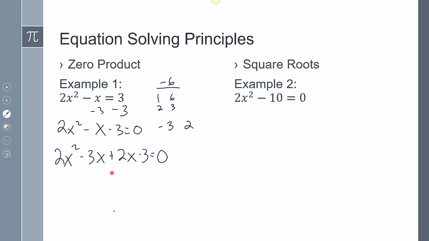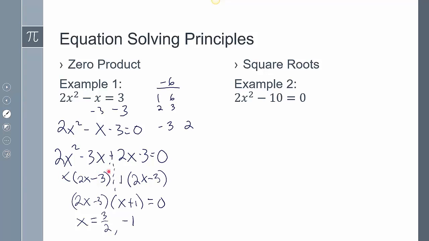Then the rest is factor by grouping. If I factor this side, there's an x in common. If I factor this side, there's a 1 in common. And so now rewriting, whatever's in front goes in the next one. Now I can set each of these equal to 0 and solve. So 2x minus 3 equals 0, add 3, divide by 2, that's why I got x equals 3 halves. And then x plus 1 equals 0, minus 1 on both sides, and that's how I get my x equals negative 1.